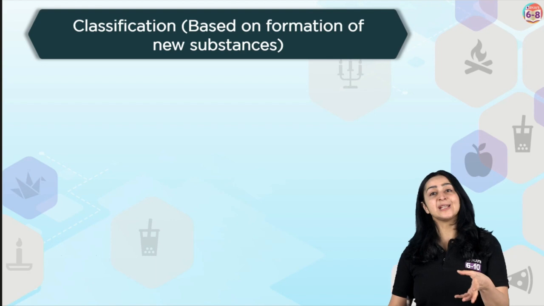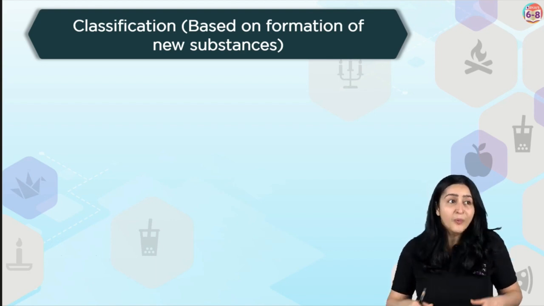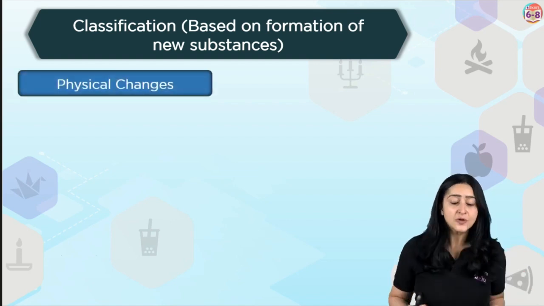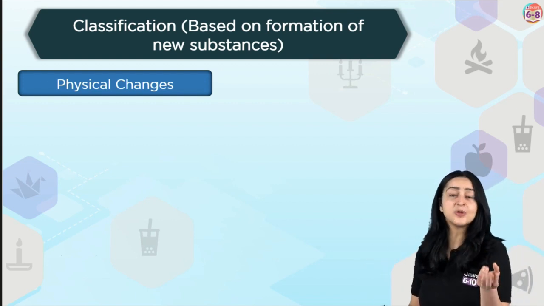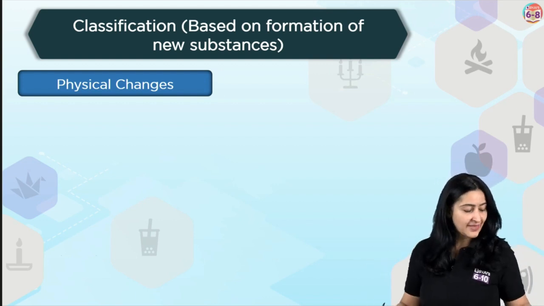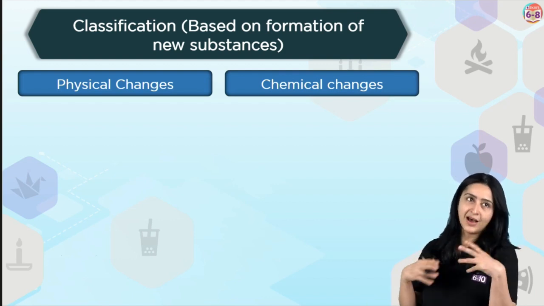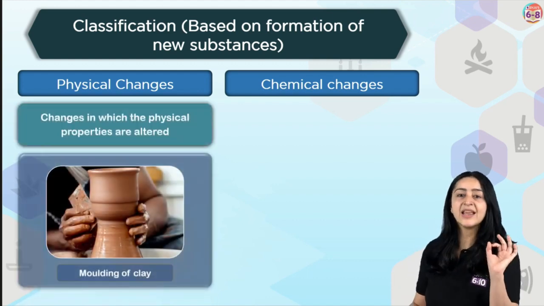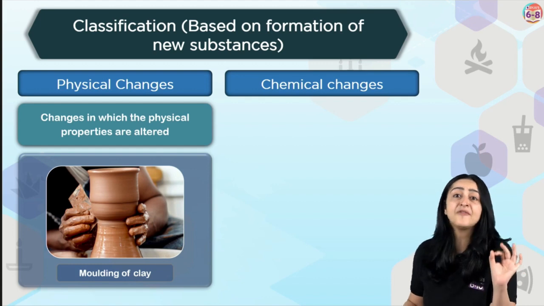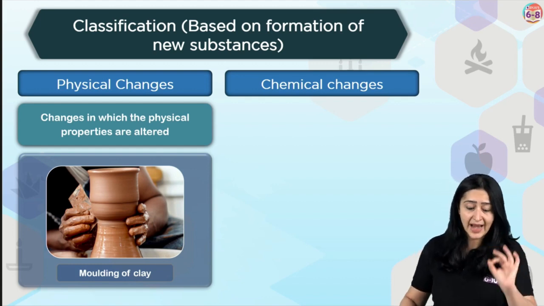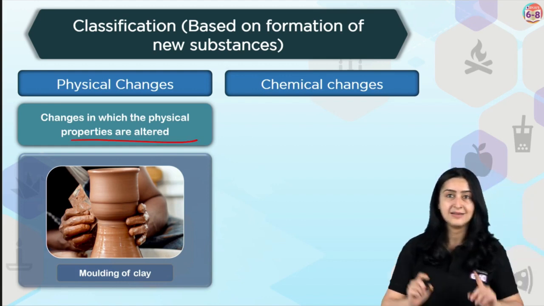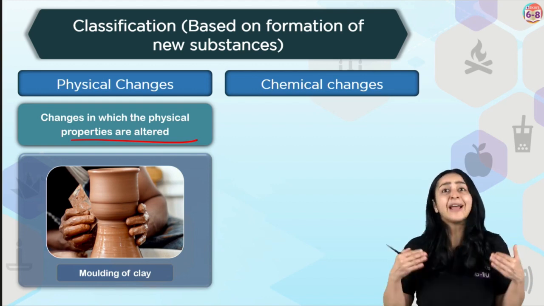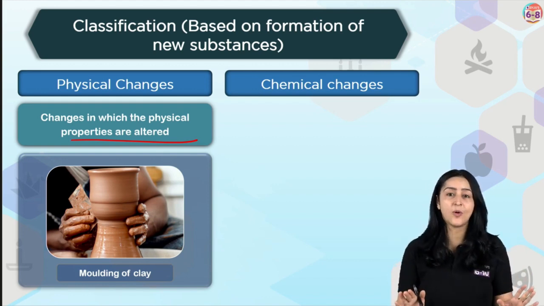Now, our next classification of changes is based on whether this change has created a new substance or a new product, right? So for example, in this, we have the first kind of change, which is basically what we call physical change. And then we have chemical changes. And in fact, this is what our entire chapter is all about. What is a physical change? Physical change is one in which the physical properties of that particular substance are changing, right? The properties are altered. But in this change, there is no new substance that is formed. Right? I will explain this, but basically no new substance is being formed over here.